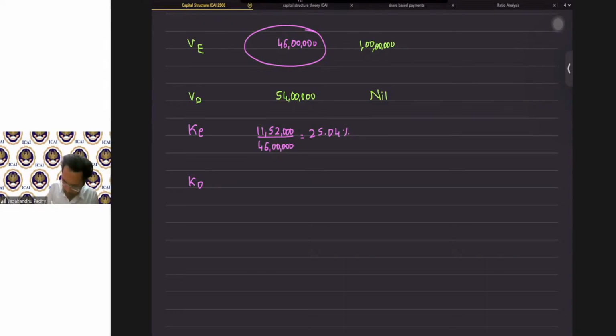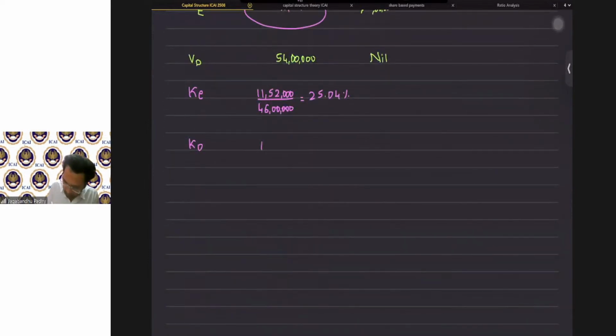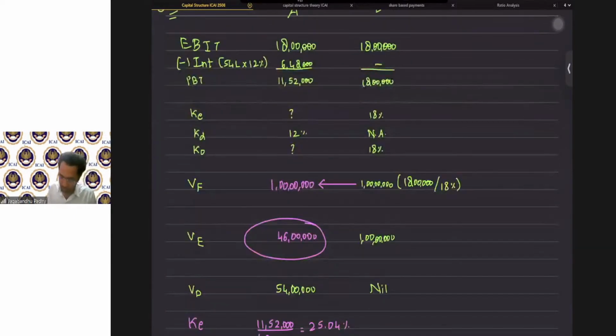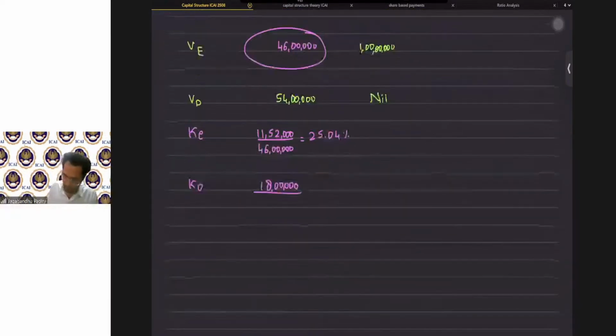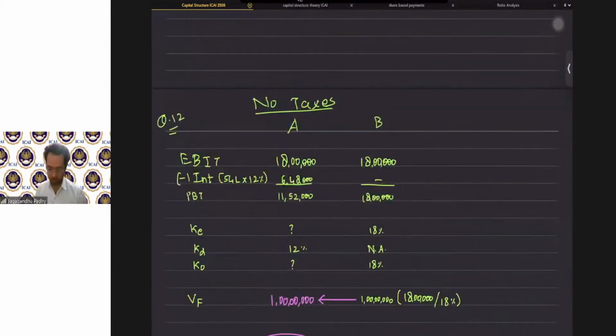So overall cost of capital will be same EBIT upon the value of the firm. And since the value of the firm is remaining same, 18 lakh upon value of the firm was 1 crore. So that's going to be 18%. So this is a typical scenario when no taxes are involved.